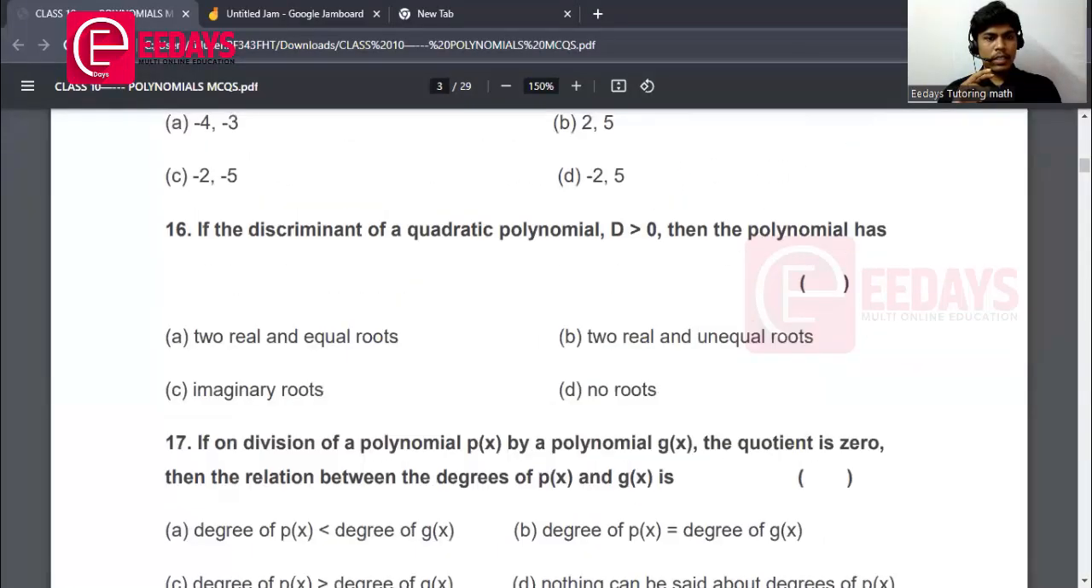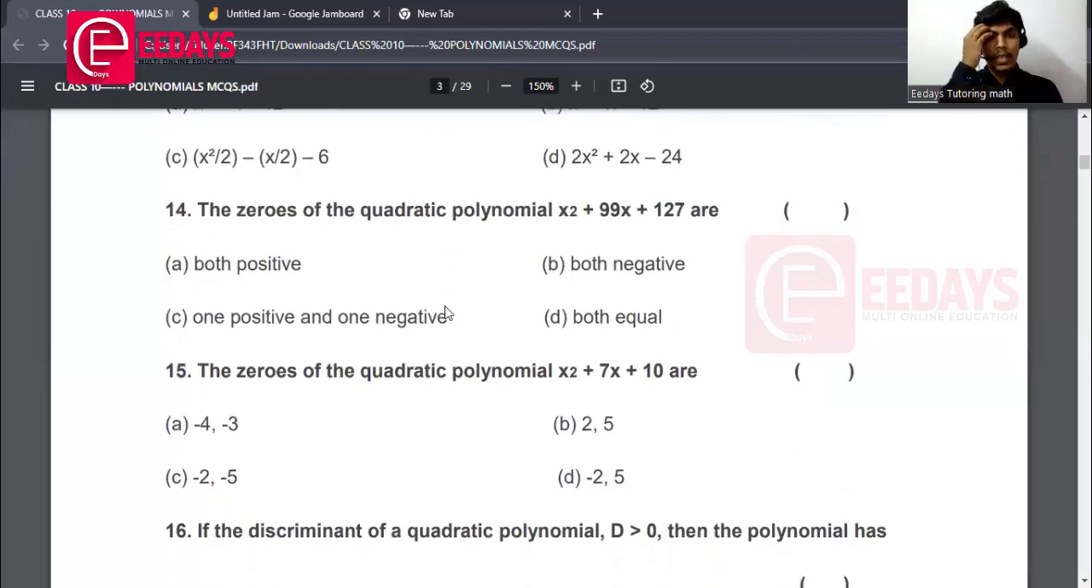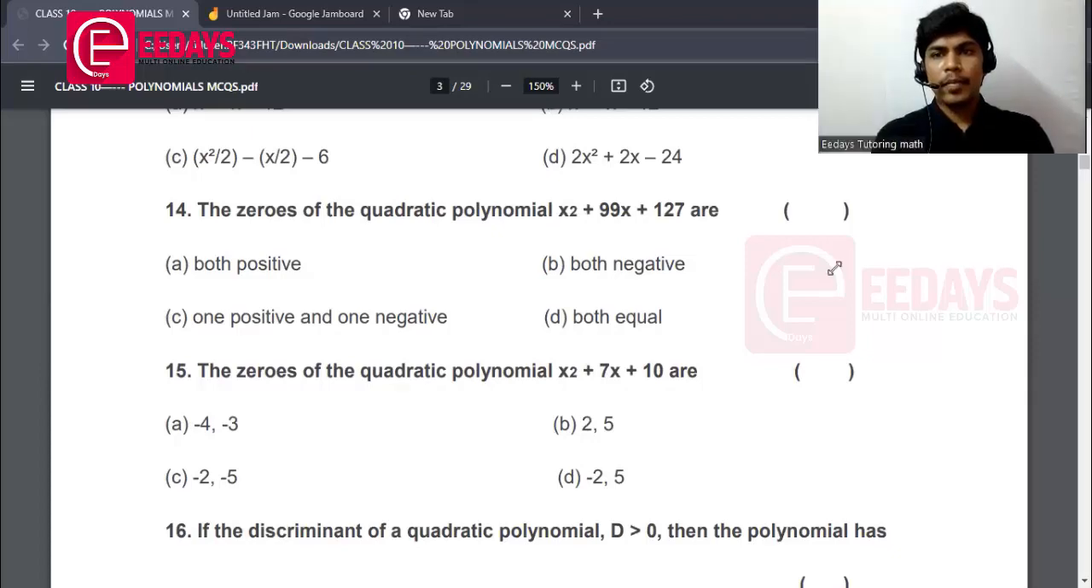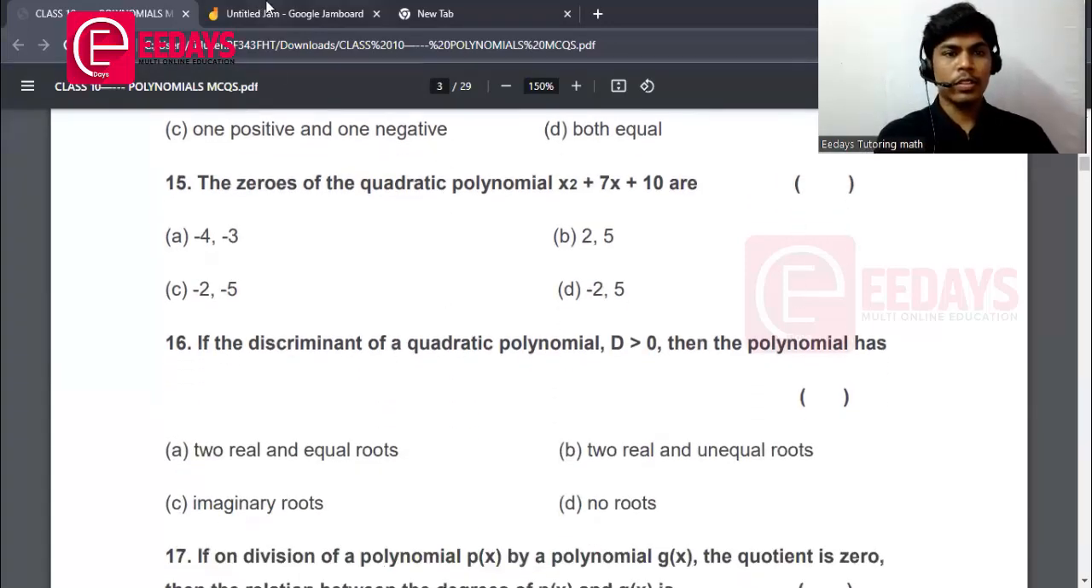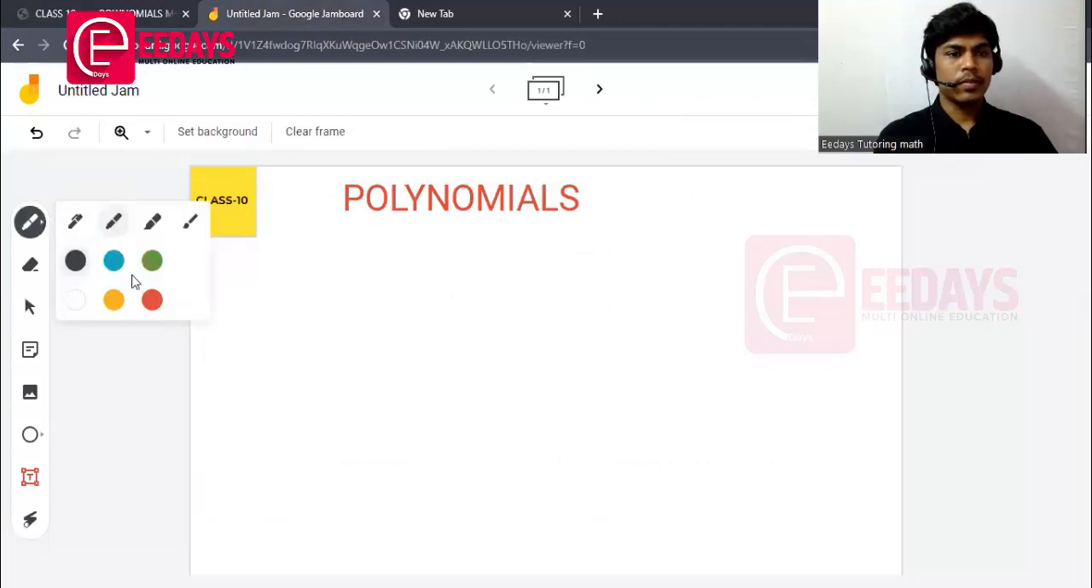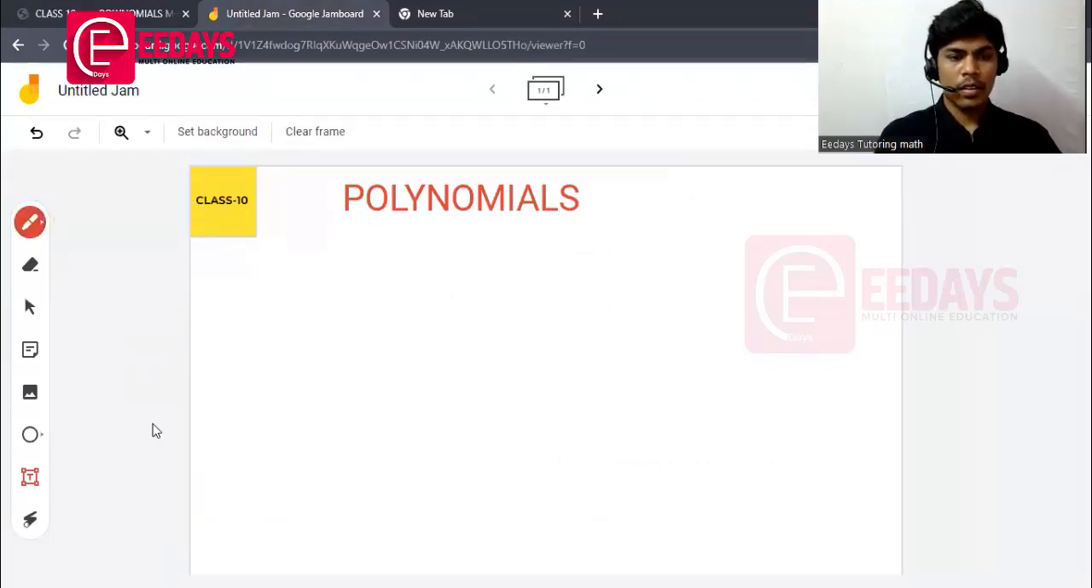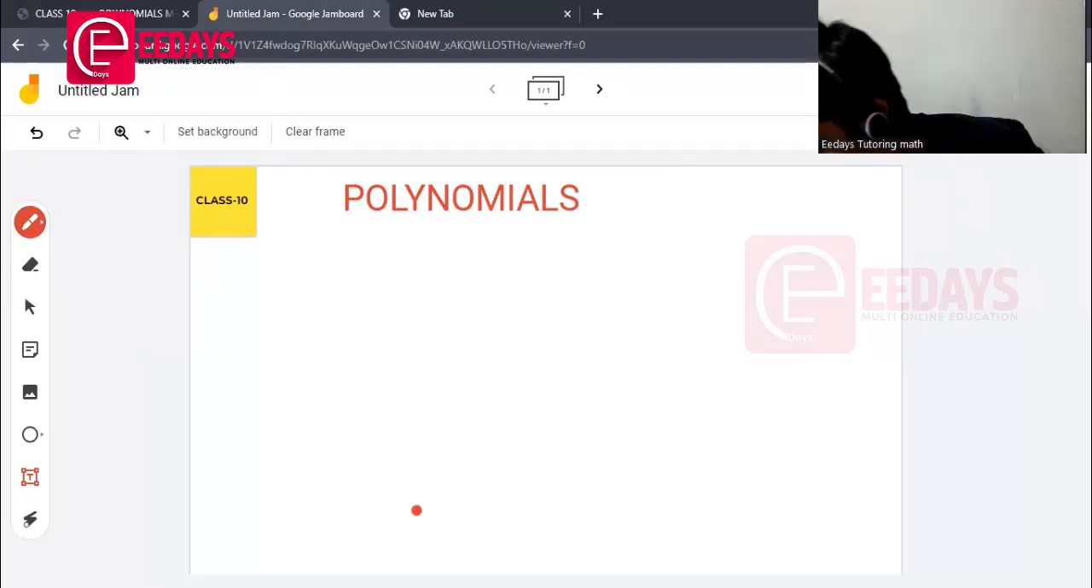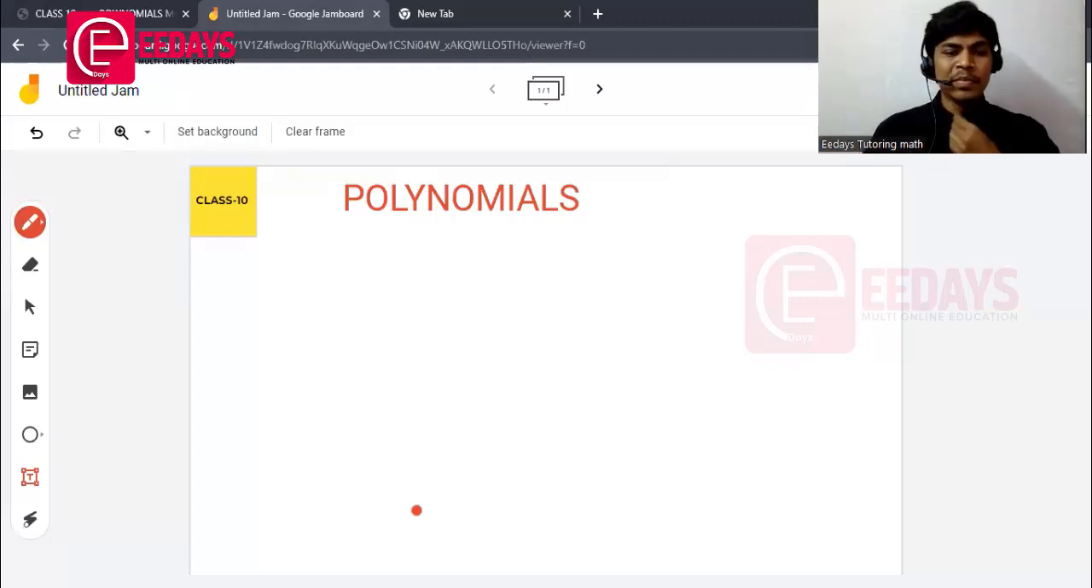Let us see the worksheet problems. We just completed till the 14th question, and now let's start with the 15th one. Just give me a minute. See the 15th one.